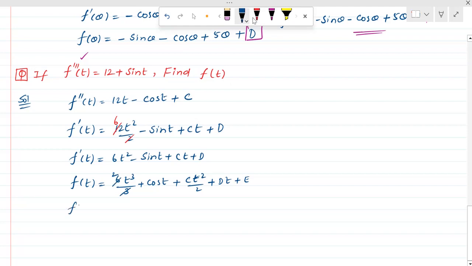Now simplify. So f of t is equal to 2t power 3 plus cosine t plus ct square over 2 plus dt plus e. Since it is a third derivative, you will have three arbitrary constants, and since no initial condition is given, leave it as it is.